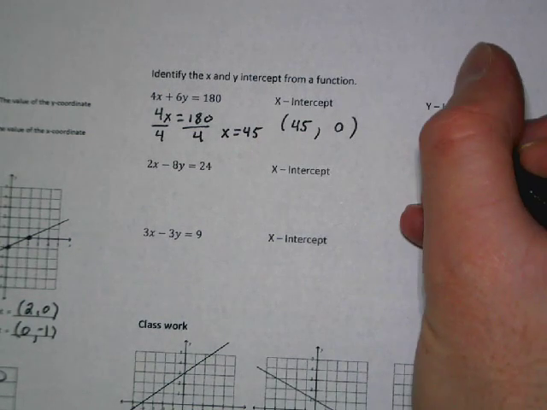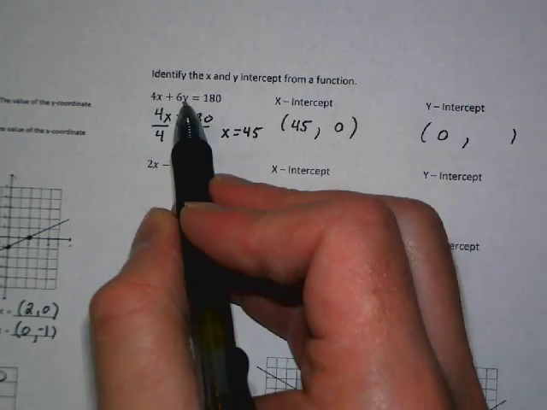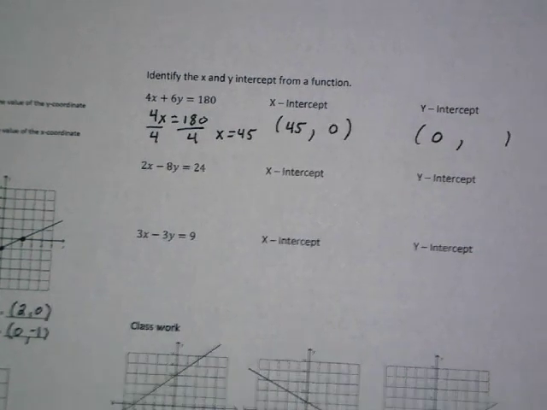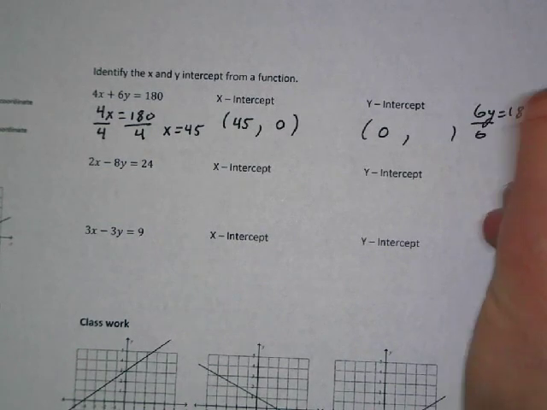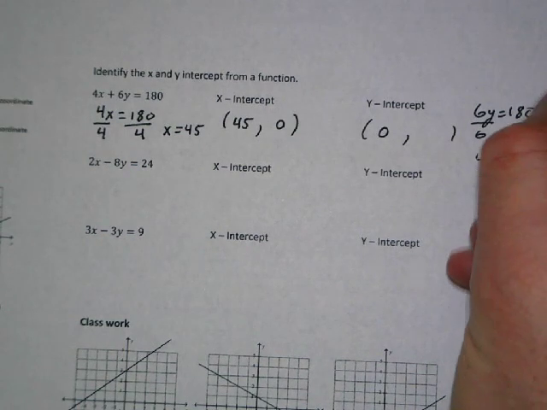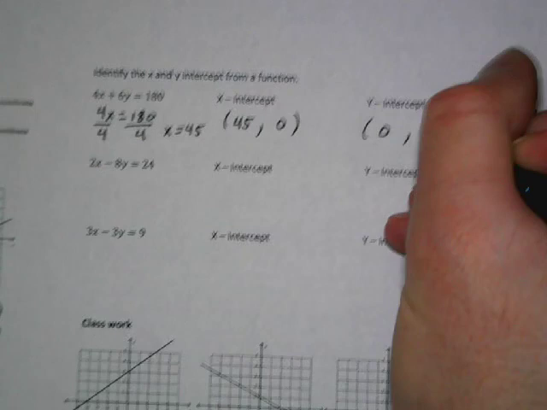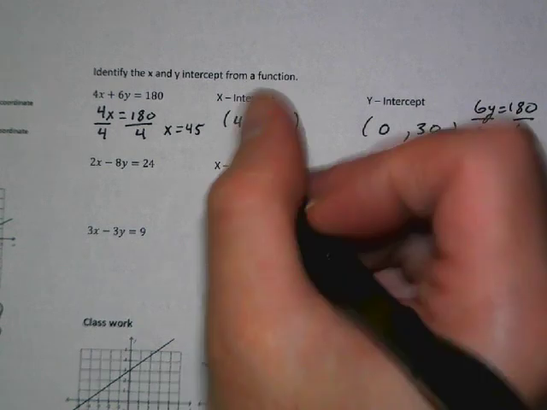And then we do the same thing for the y-intercept, and put the 0 in the other spot. So the 0 for the x means we're left with, I'll work it over here on the right, 6y equals 180. Divide by 6, and when you divide 180 by 6, we're going to get y is 30. So my y-intercept is 0, 30. That's all there is to it. So a couple more examples like that.